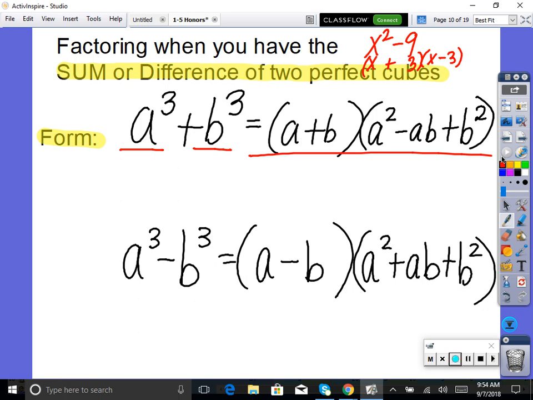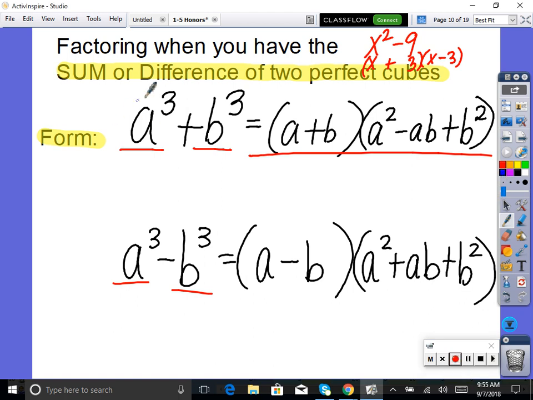So if it's subtraction, the difference of two perfect cubes, it'll factor to be a minus b times a squared plus ab plus b squared. Write both of those down, and then I'm going to make sense of it, or teach you a trick to memorize it. This is going to work. Okay, so this is kind of a trick.